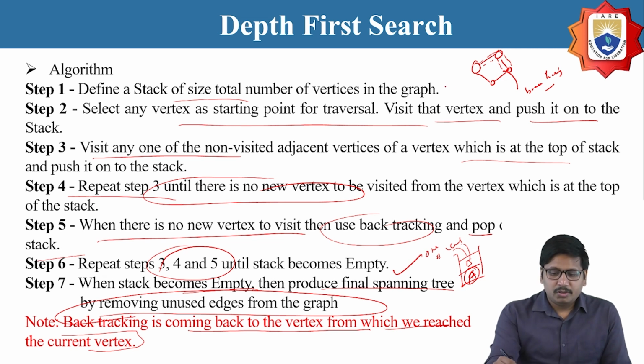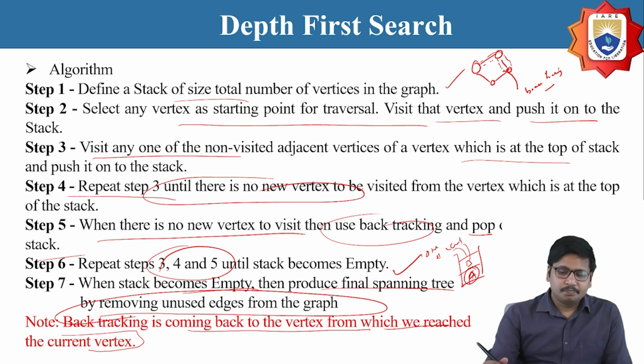So when comparing DFS and BFS, they are the same in the first steps. First we have to identify the stack size, and in BFS we have to identify the queue size. Here also I'm going to pick any one starting point for the traversal, and that is moved onto the stack or the queue. So these two steps are common.